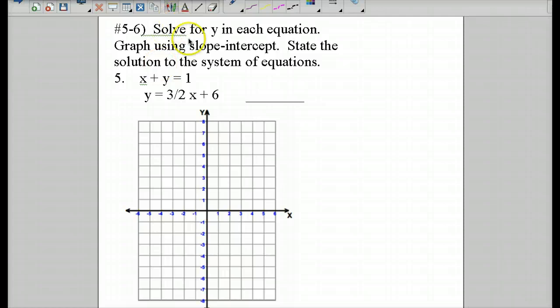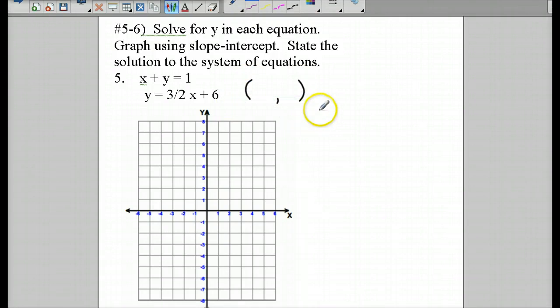Alright, for 5 and 6, we're solving for y in each equation, and then we're graphing using slope-intercept form, and we're stating the solution to the system of equations. So right here, we're going to be putting an ordered pair. So I'm going to show some of my work over in the margin off to the side. Again, if at any point you want to pause and see if you can do this by yourself, go for it.